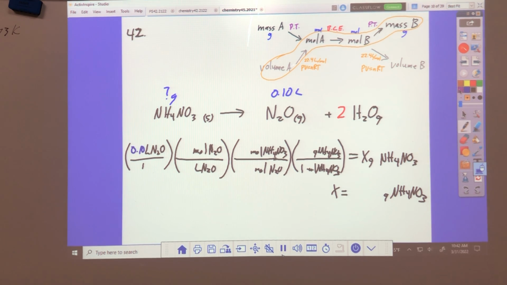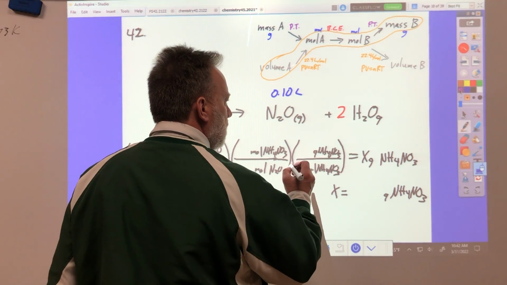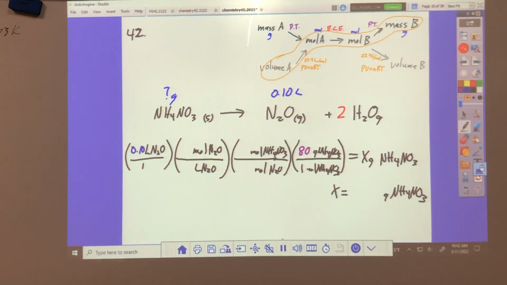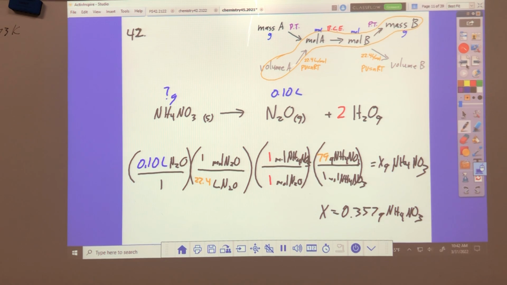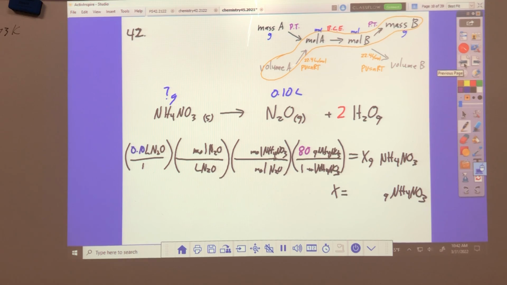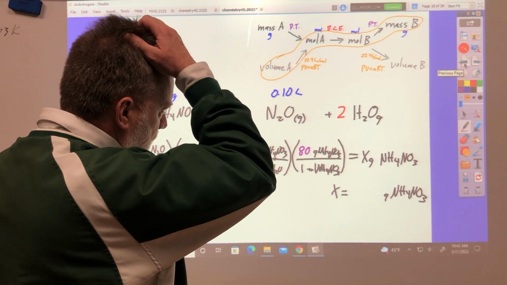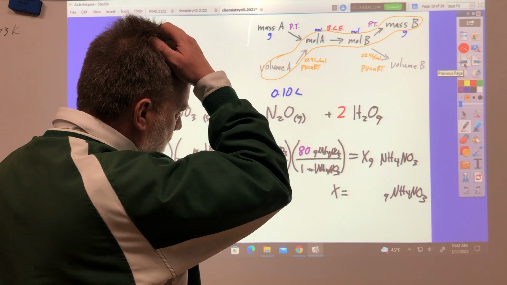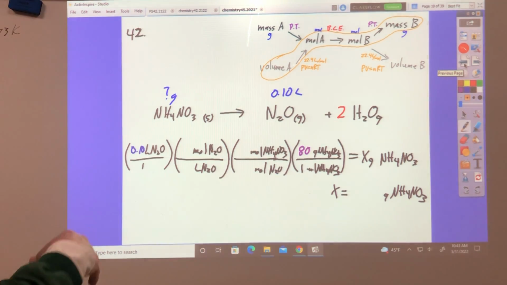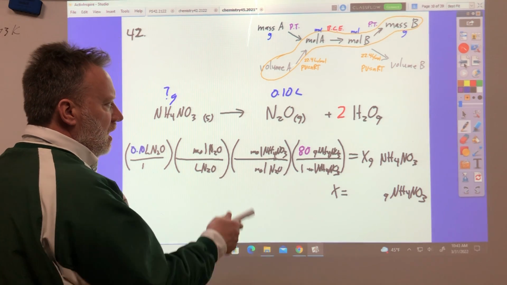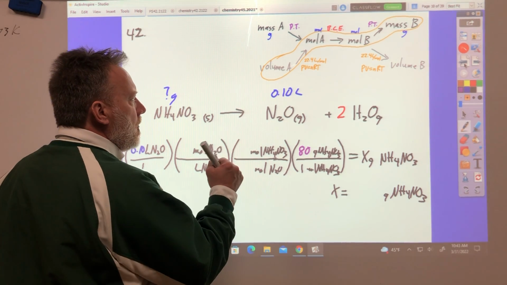Now just in case I made a mistake, I'm going to check to make sure that's 80 on the next page. 79. Okay, 79 or 80. I'm not sure which. You can use a calculator on it. That's not going to matter all that much.